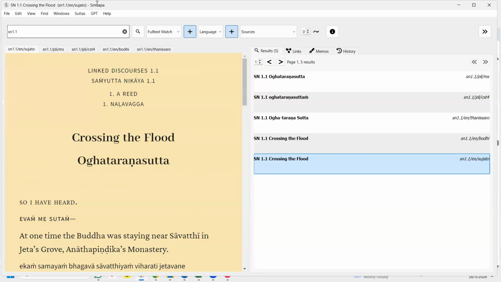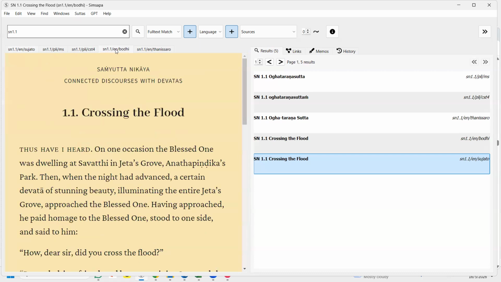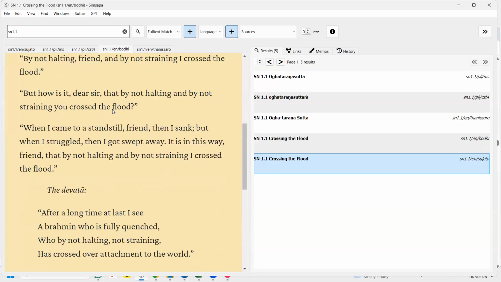This is good. Why? Because with this one you can go for the Bhikkhu Bodhi translation. Bhikkhu Bodhi's translation has no Pali, all in English.